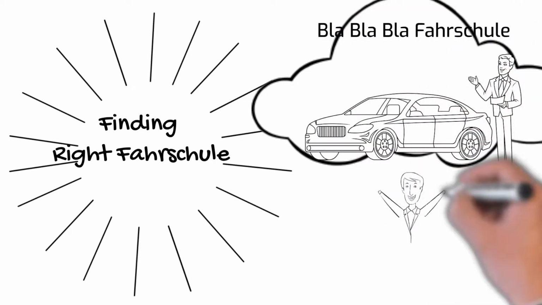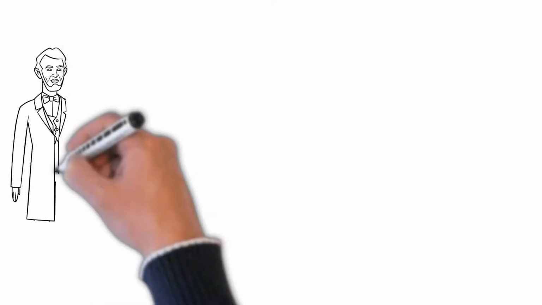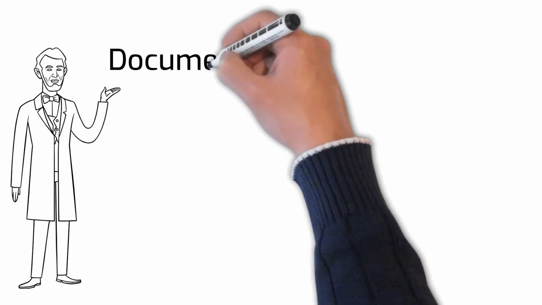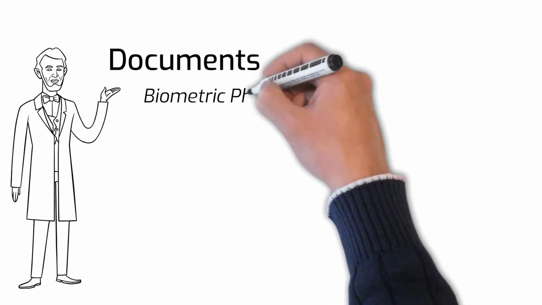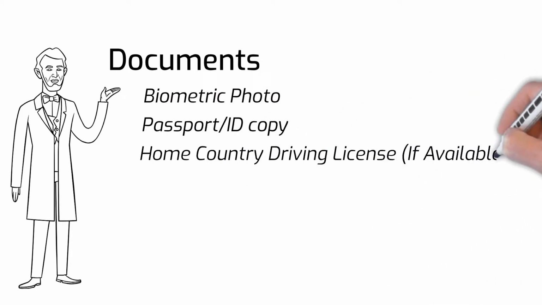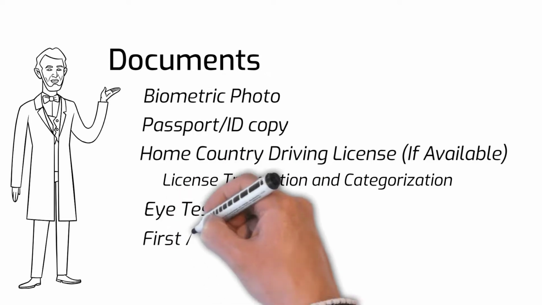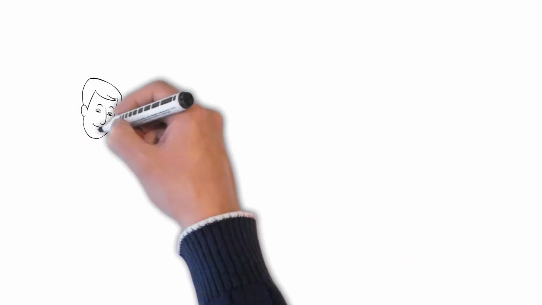After registering with the Fahrschule, they will provide you the list of documents you need to submit, which are generally a biometric photo, a passport or ID photocopy, your home country license if you are exchanging, and its translation and categorizing document. And the last two documents are the eye test and the first aid course certificate. After this, you have to take a theory test.